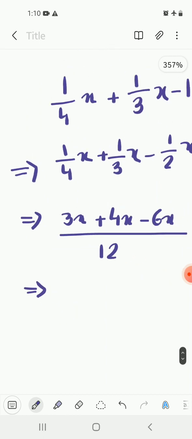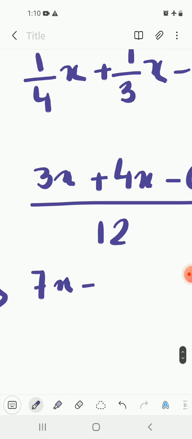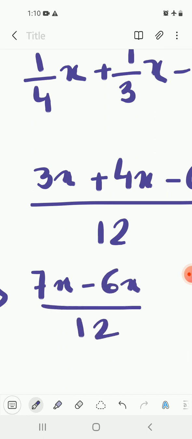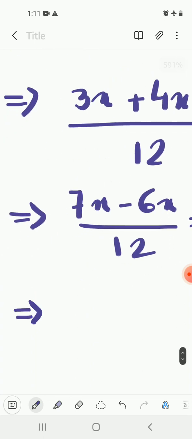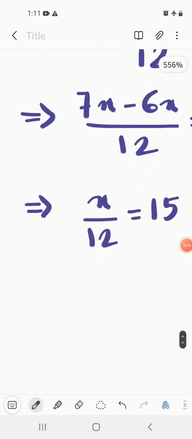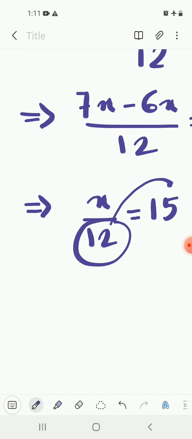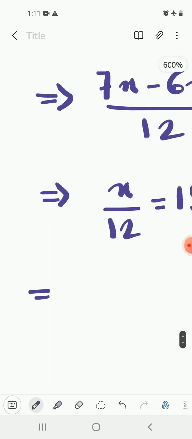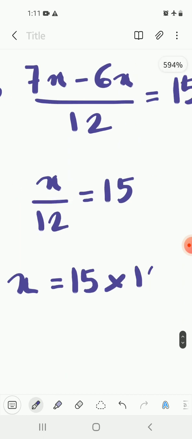Now 3 plus 4 is 7x minus 6x. So 7x minus 6x divided by 12 is equal to 15. 7x minus 6x is only x. x by 12 is equal to 15. Now x by 12 means x divided by 12. So in order to bring this 12 to this side, we have to multiply it with 15. So to find out the value of x, we need to simply multiply 15 into 12.